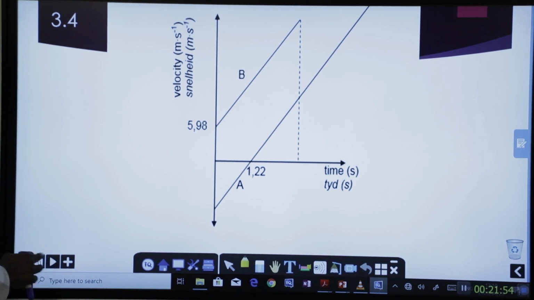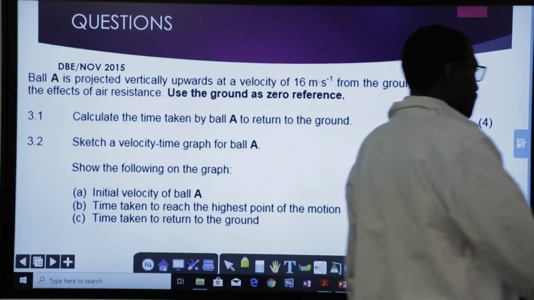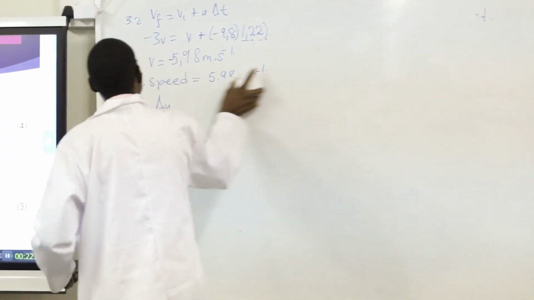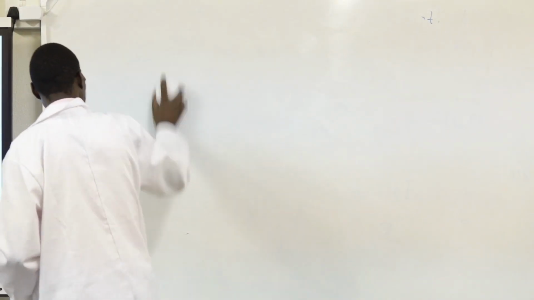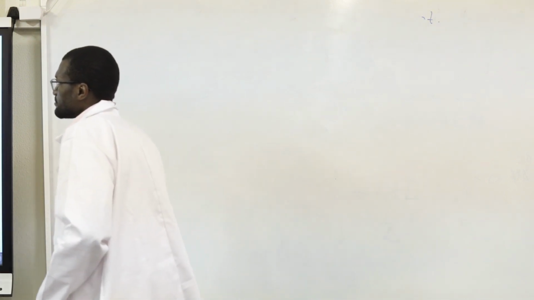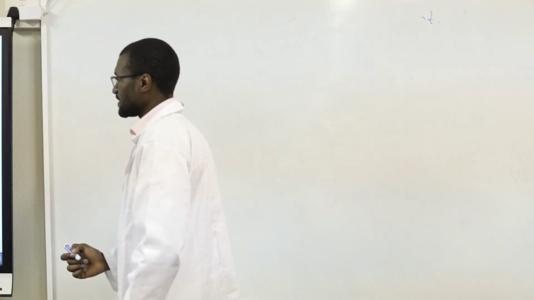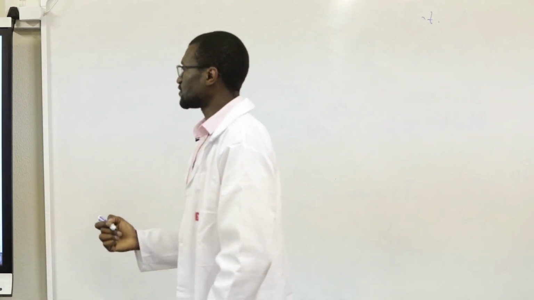All right. Another question, November 2015, of a projectile. Let's look at the question quickly. Ball A is projected vertically upwards at 16 meters per second from the ground. Ignore air resistance. Use the ground as the reference point, 0. Calculate the time taken by ball A to return to the ground.